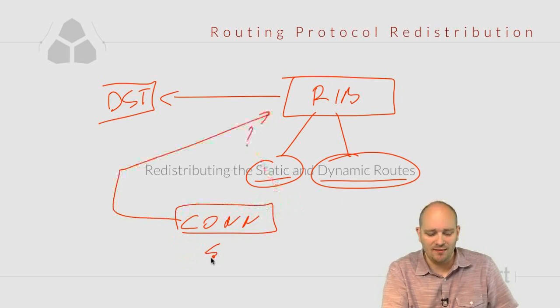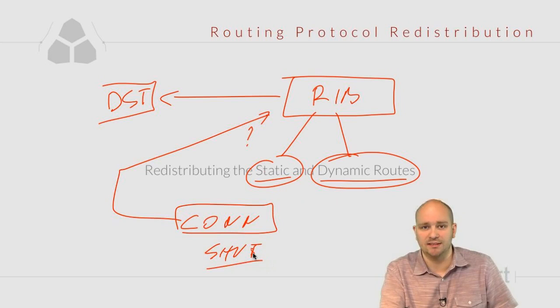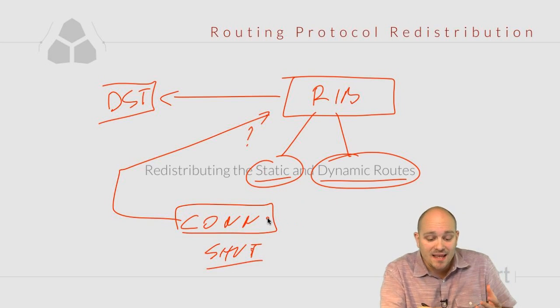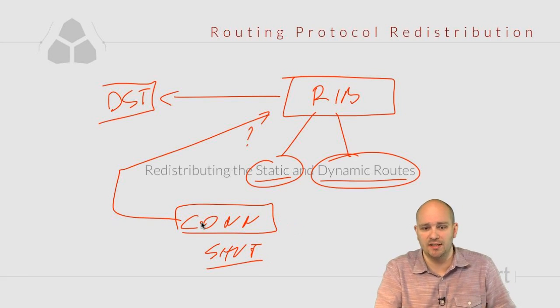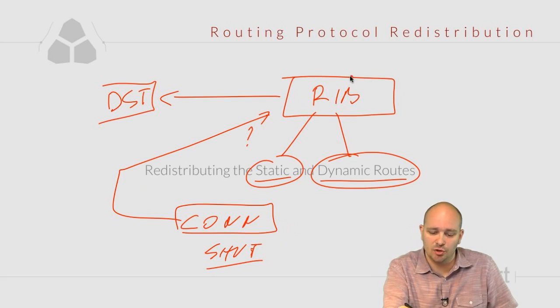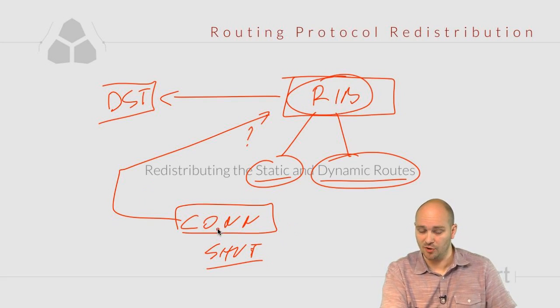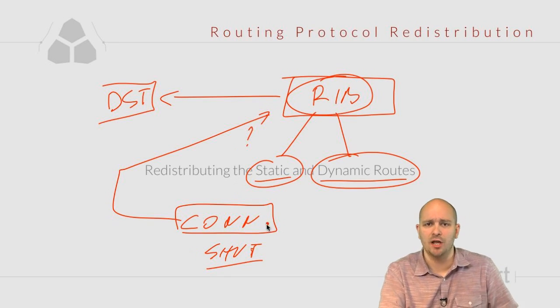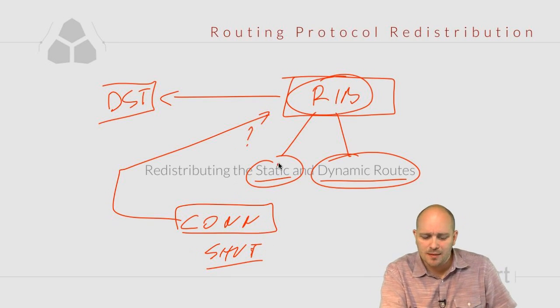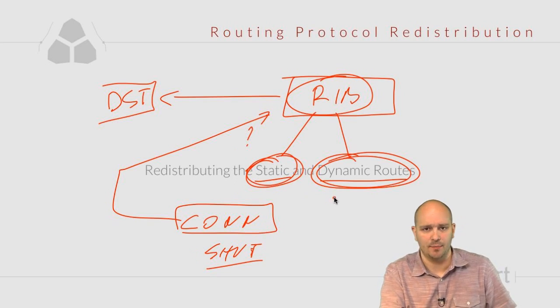Well, the only way we can have it is if this interface is shut down. In that case, the route disappears from the routing table. And even the connected routes are treated the same way. If the route is not in the routing table, and in the case of connected routes, that means the interface is shut down, this route will not be redistributed. Same thing goes for static and dynamic routes.